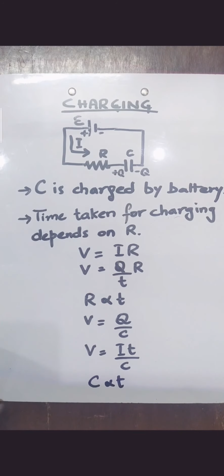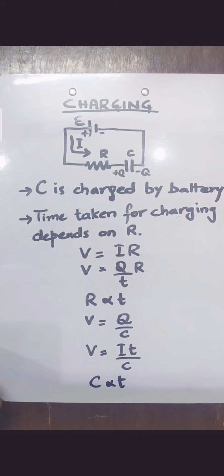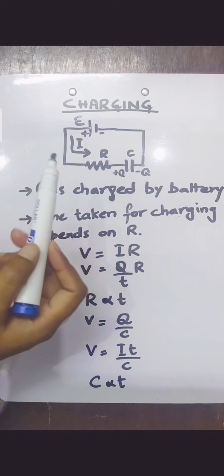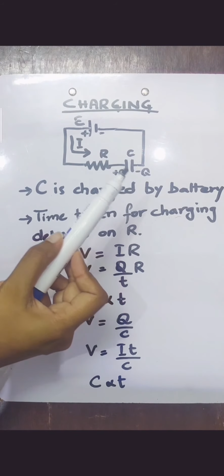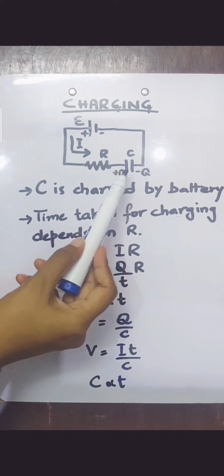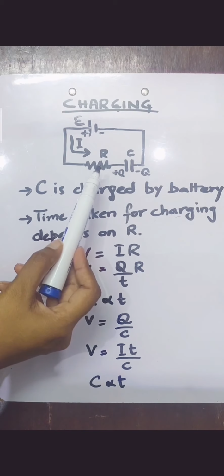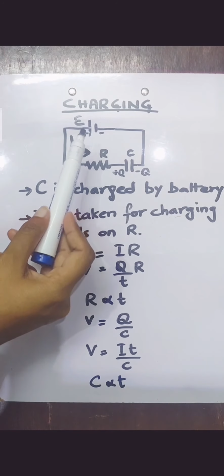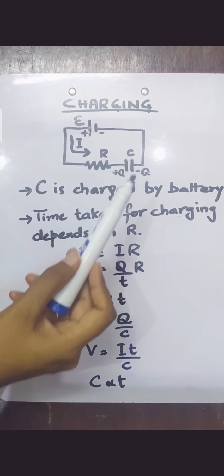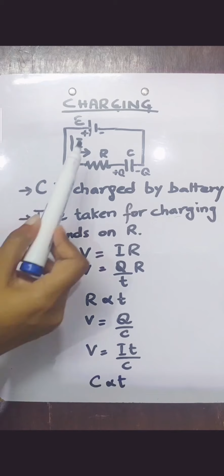Article for today is charging and discharging of a capacitor, and first of all we will discuss charging of a capacitor. For that purpose, we have taken a capacitor and connected it with a resistor in series, and connected both of these with a battery source providing EMF E. Now the current will start flowing.